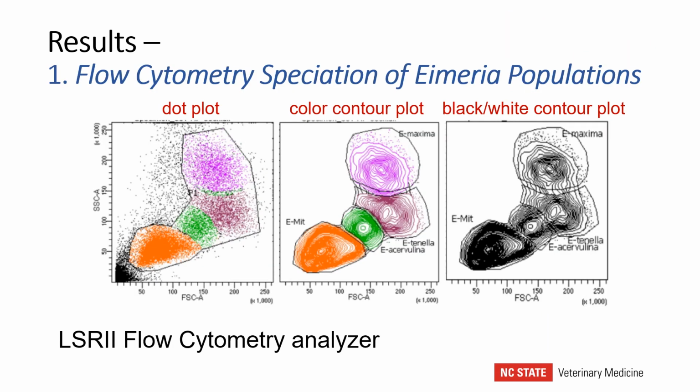Moving on to the results. These graphs all show the same data, analyzed by the LSR2 flow cytometer. We added the color on the graphs to help visualize the different populations. Based on the 4 different colors, we are able to identify 4 distinct populations of Eimeria from a cocktail sample. On the left graph, the data is represented on a dot plot. The middle represents the color contour plot, and the right graph shows the same data on a black-and-white contour plot.